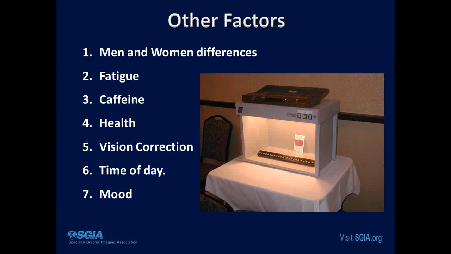And the last thing to talk about is other factors that affect color. Men and women see color differently. Men are more likely to be colorblind than women. Fatigue. If you're tired when you're going to check out a proof, that can affect the way you see it. You first see it first thing in the morning versus the end of the day. Caffeine can affect it. Your health. Vision correction. We talked earlier about being colorblind. The time of day and mood. Those all affect the way you see color.